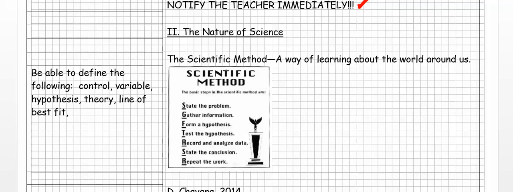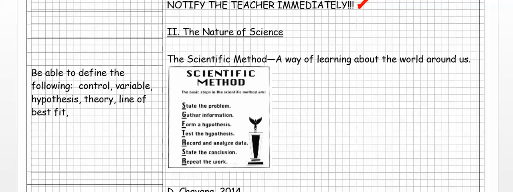Let's talk a little bit about the scientific method. This is under the category of the nature of science. So we are to be able to define the following: the control, the variable, hypothesis and theory, and then line of best fit. So let's start with something called the scientific method.